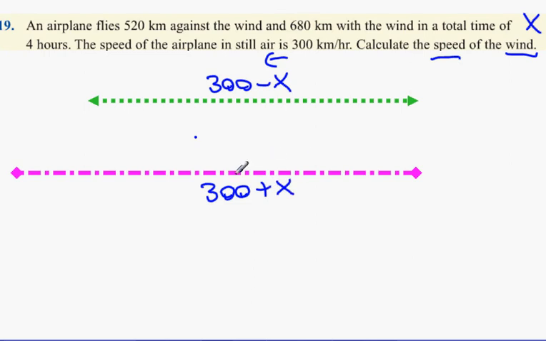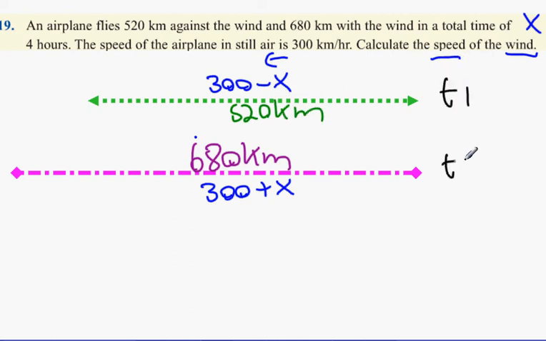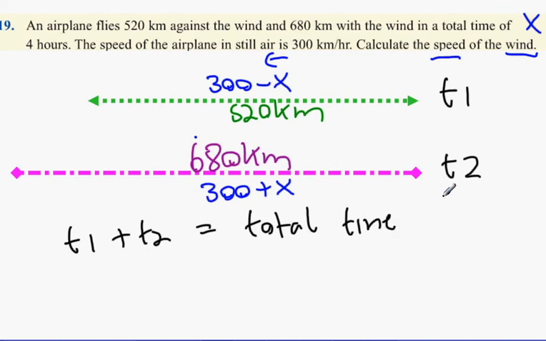Now, there is also an expansion in this question. You're doing 680 kilometers on the way back, but you're only doing 520 on the way up. Divide it up into 2 times, t1 and t2. Total time, or sorry, t1 plus t2 equals total time. The time taken to do the first journey plus the time taken to do the second journey must equal the total time.